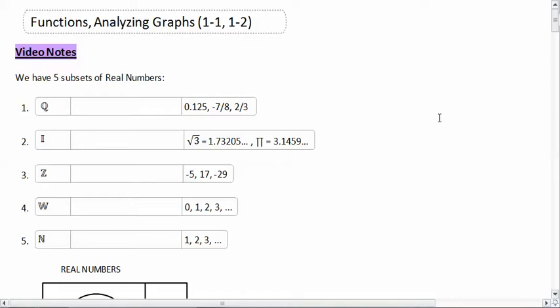This video is going to be about functions and analyzing graphs. We're going to start with talking about real numbers. So we have 5 sets of real numbers. The letters I have shown on the left, we have some examples on the right. Let's try to fill those in.